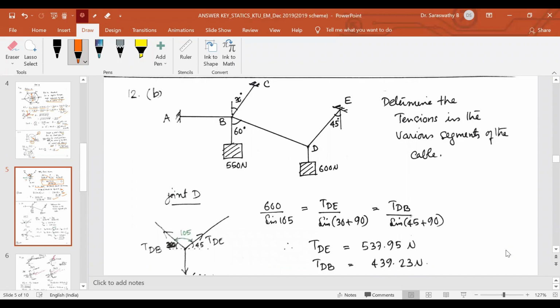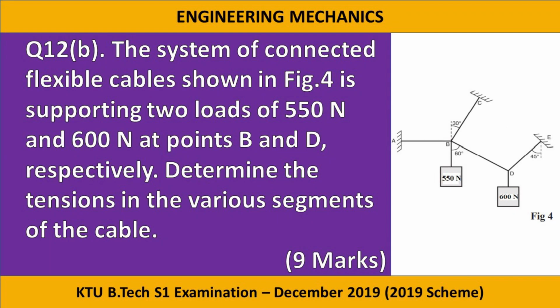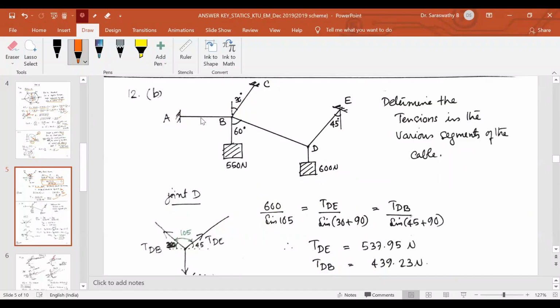Moving on to question number 12b. The system of connected flexible cables shown in the figure is supporting two loads, 550 Newton and 600 Newton, at points B and D respectively. Determine the tensions in the various segments of the cable. This is the question. Through weights 550 and 600, and this figure is given. Determine the tensions in various segments. So various segments means AB, BC, BD, DE. You have to find the tensions in the four segments.